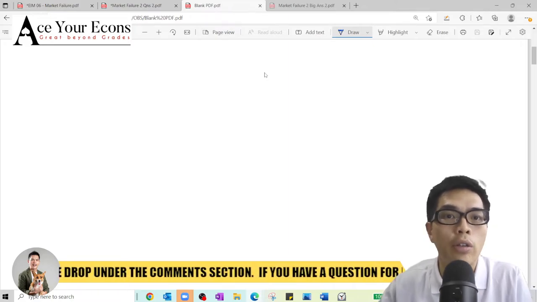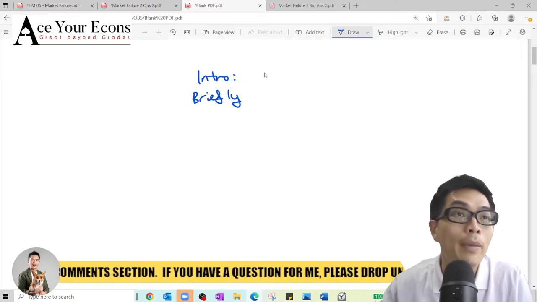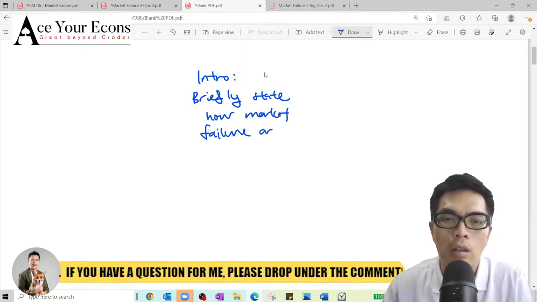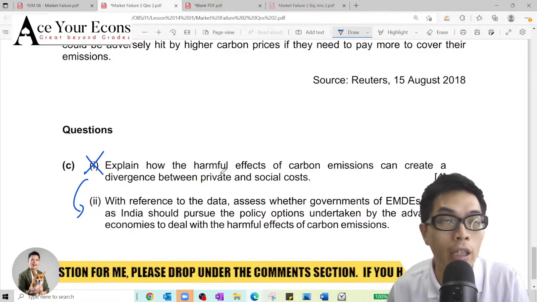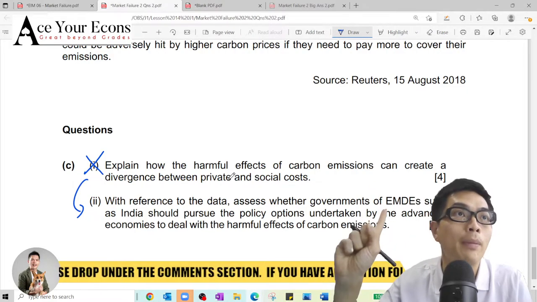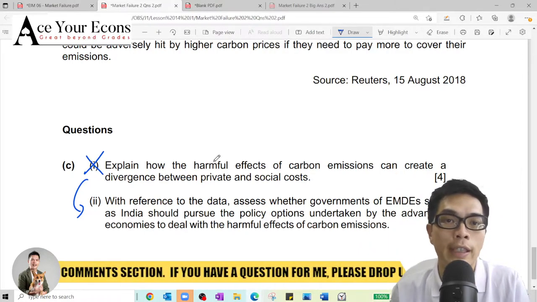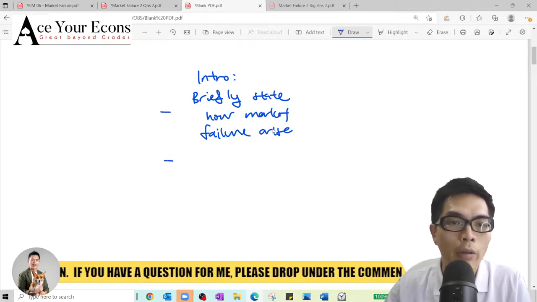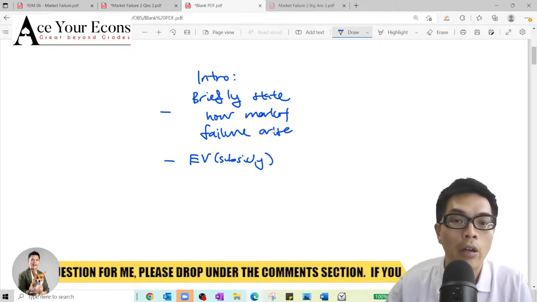Alright, so how do we begin with the introduction? For your introduction, you probably want to briefly state how your market failure arises. If you realize, part C1 already mentioned that, explaining how harmful effects can create the external cost part. So if you have time, you can use the 6-step framework, but you can omit the part about external cost and the part about divergence. You can provide a really brief illustration of the 6 steps, illustrating how overconsumption or overproduction arises here. You also want to provide the policies that you are going to use: electric vehicles subsidy, I hope you identified that correctly, and tradable permits.